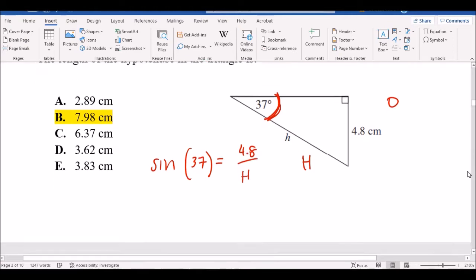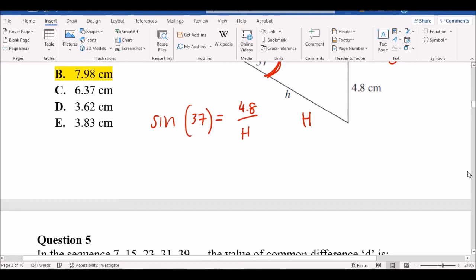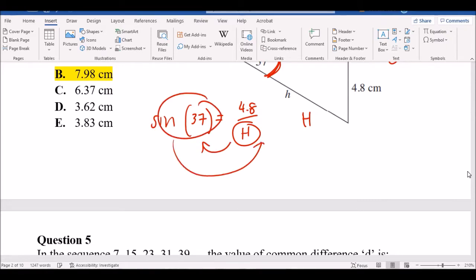Okay, and then working that out, if you get a question like this, all you have to do is swap h and sine 37. So just swap them around. So that goes here, and this guy will go down here, and it becomes h equals 4.8 over sine of 37, and the answer should be, I'm going to assume 7.98, which is what we have there.